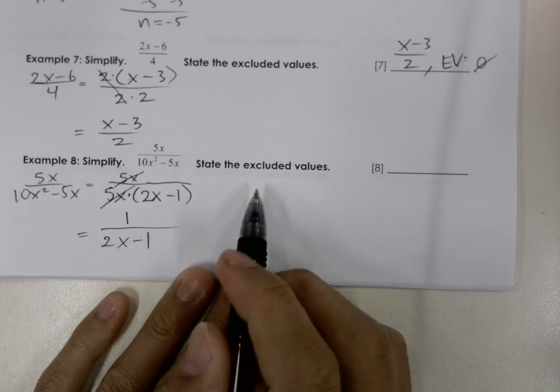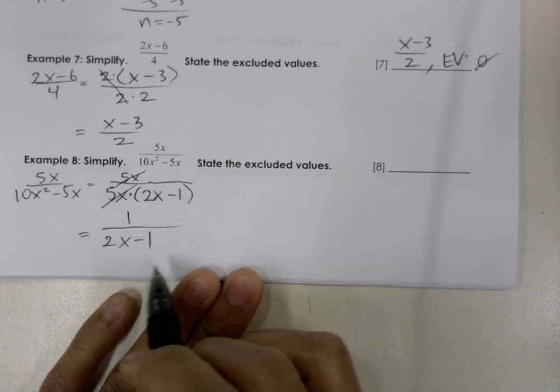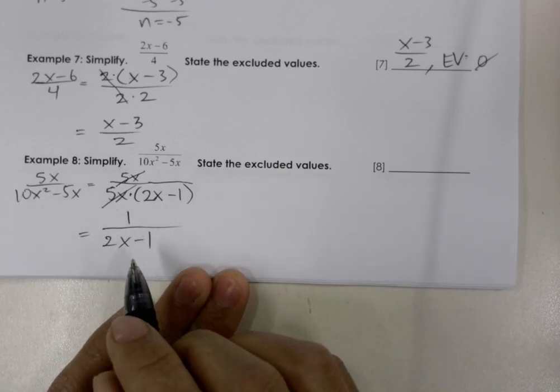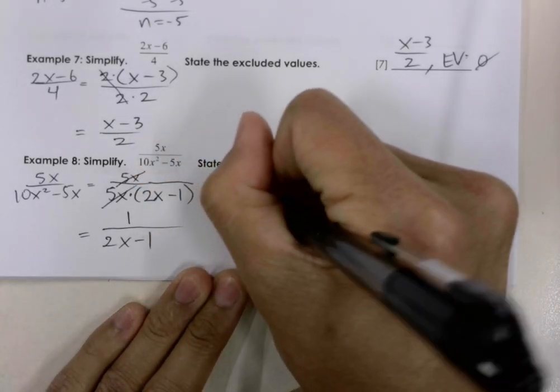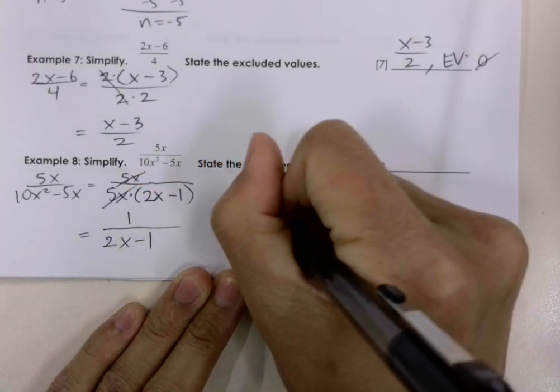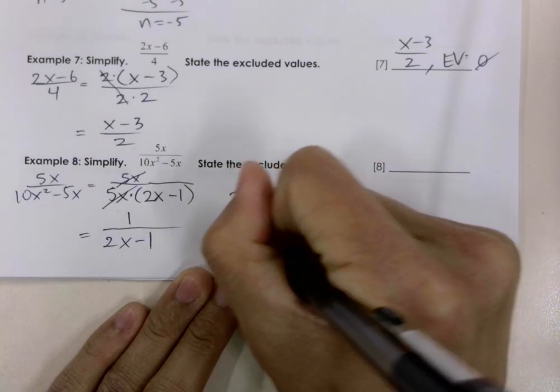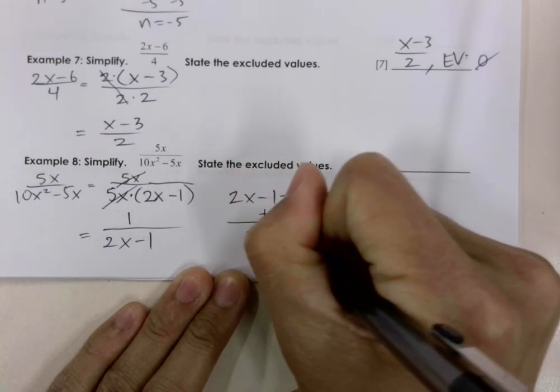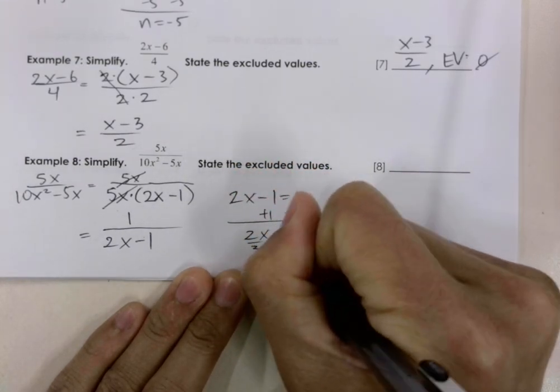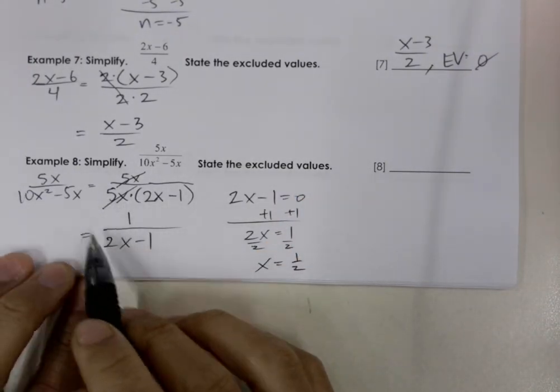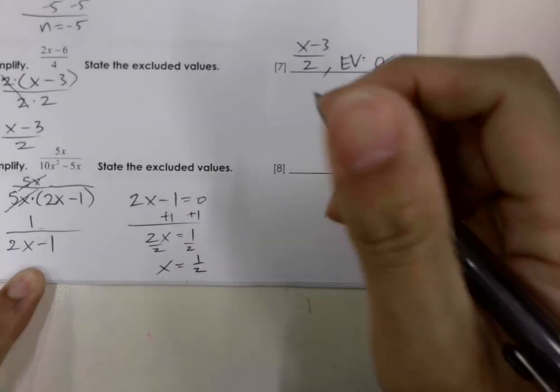And so now we want the excluded values. Now that we simplified, find the excluded values. How do we do it? We set the denominator equal to 0. So I'm going to add 1, and I get 2x = 1. Divide by 2, and I get x = 1/2. So here's our simplified form, and here's our excluded value.